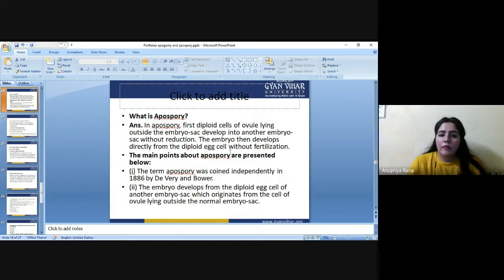So the embryo then develops directly from the diploid egg cell without fertilization. This is common. The term apospory was coined by D. Varian Power in 1886, and there is also an unusual thing: a false embryo sac can be formed. Okay, how they will form, we will see in the next slide.